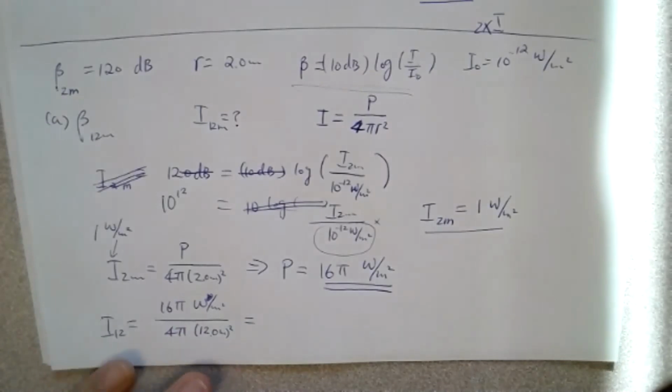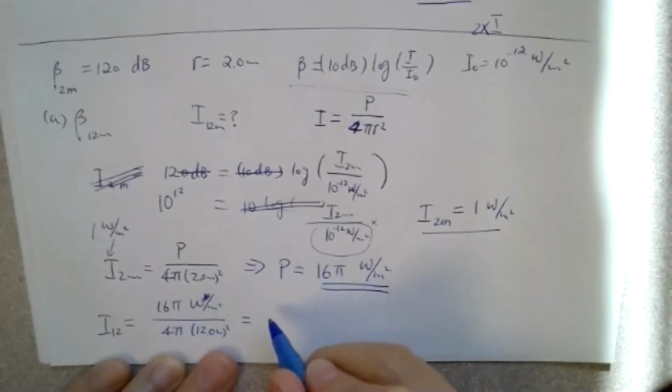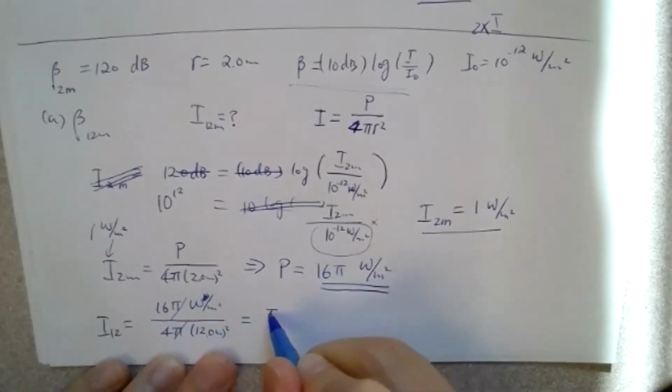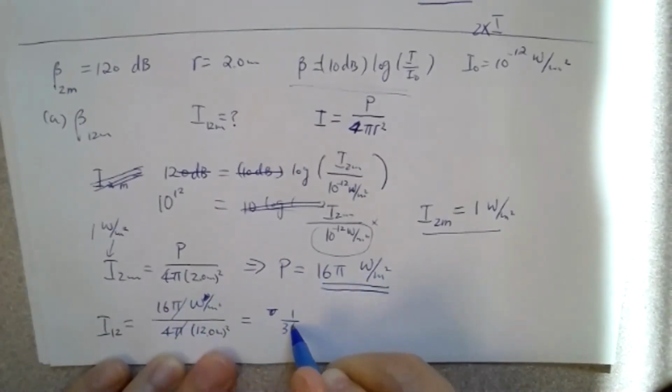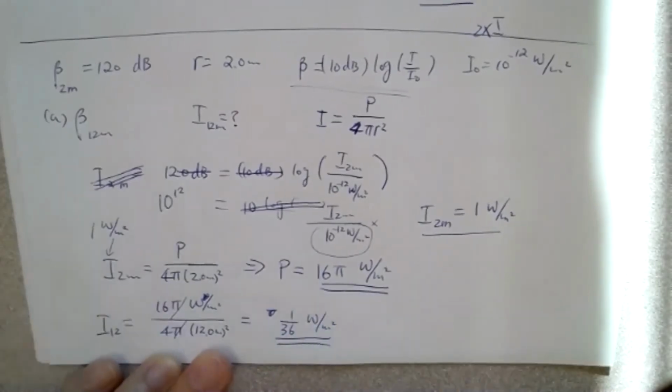So that will give you, I'm doing this in fraction, so this times this will be 48. No, actually this is 144 times 4, okay? So basically pi and pi will cancel out. Actually, there's no pi there. 1 over 36 watts per meter squared, okay?